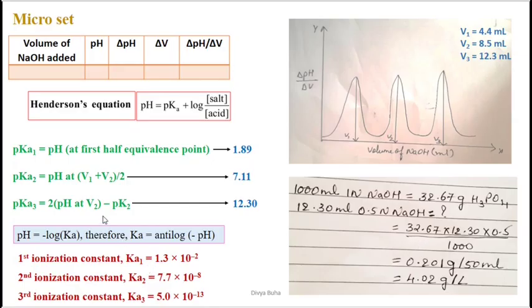Okay, for it a normal calculation is there, that is pKa3 equals 2 into pH at V2 minus pK2. Okay, so pH at V2 you can get from the microset table. V2 is 8.5, so at 8.5 ml, whatever pH value you have obtained, you have to write it down, multiply by 2, minus pK2. So pK2 is this one, pK2 or pKa2, it is one and the same. And suppose say it is 12.30, right?